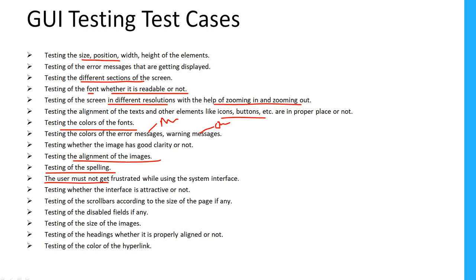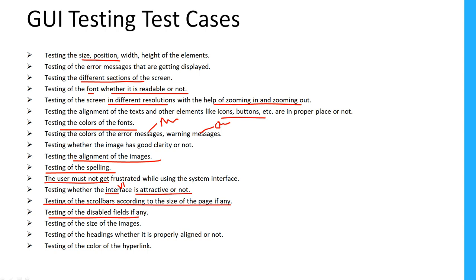So the main intention is testing whether the interface is attractive or not. Interface in the sense here is UI. Okay, attractive or not we need to verify. And testing of the scroll bars according to the size of the page, if any. Sometimes there are vertical and horizontal scroll bars, and we verify whether those scroll bars are properly moving or not, and according to the movement the data is properly displayed or not. And then testing of the disabled fields, if any. Sometimes some fields will be disabled. Until we do a certain operation, the fields will not be in an enabled state. Okay, so those elements we also need to verify.